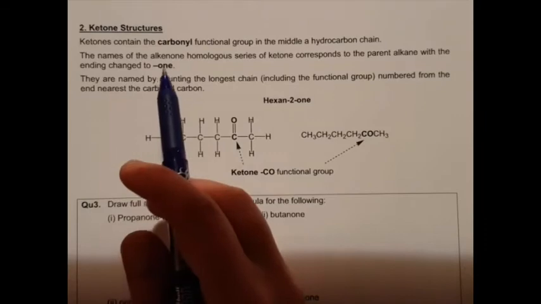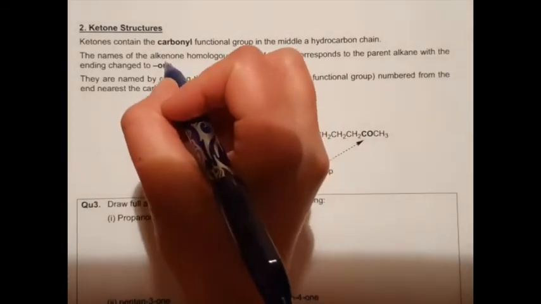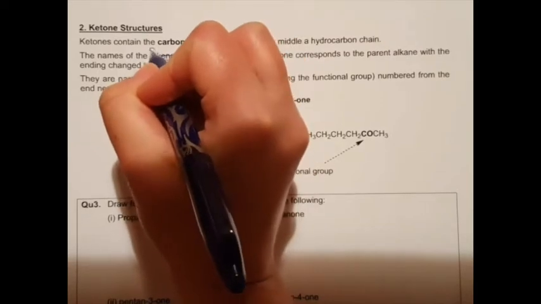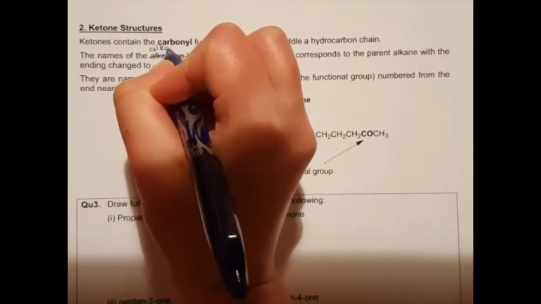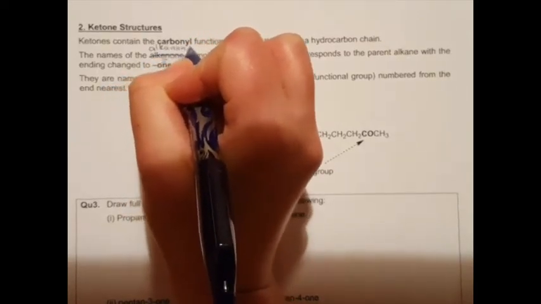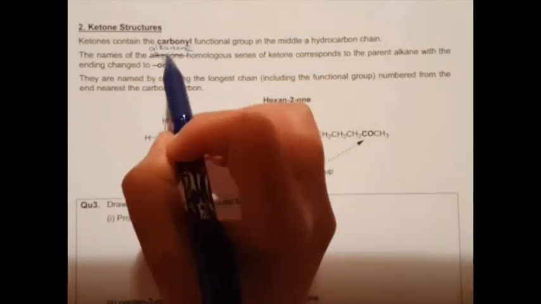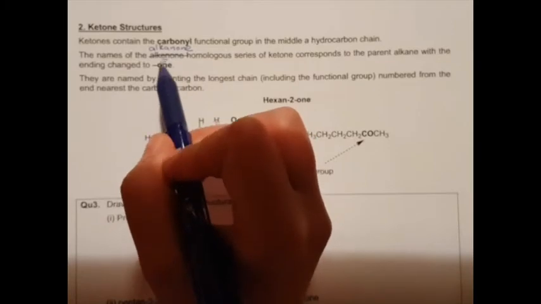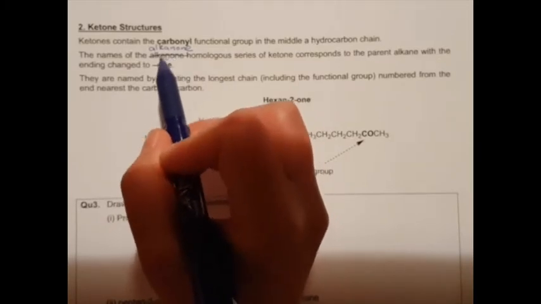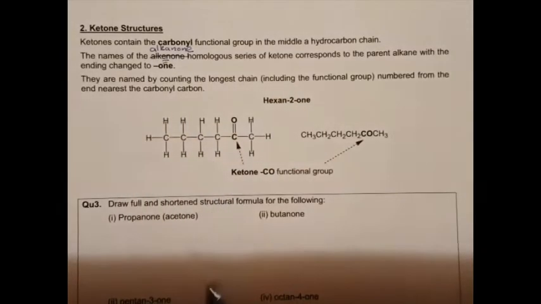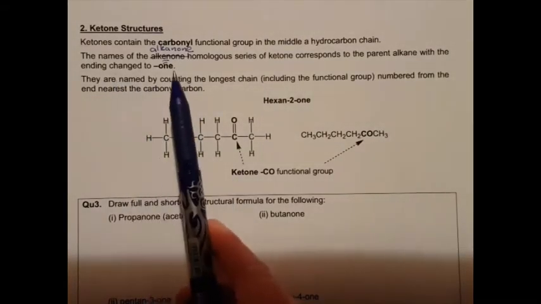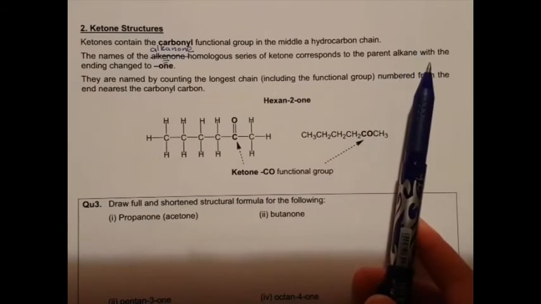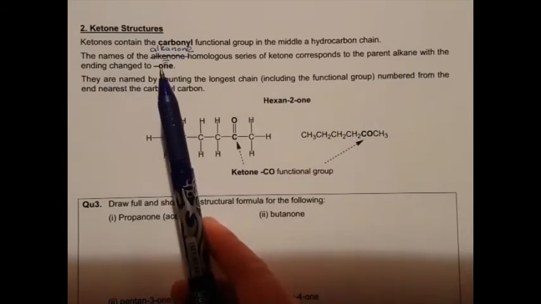The names of the alkanone, and I think there's a wee spelling mistake here, this should say alkanone, so sorry about that. And that's quite a significant spelling mistake because the EN would imply that there was a double bond, whereas AN implies that there are only single carbon-to-carbon bonds, which is what I actually mean. So let's make sure you change that. The names of the alkanone homologous series of ketones correspond to the parent alkane, with the ending changed to -one.